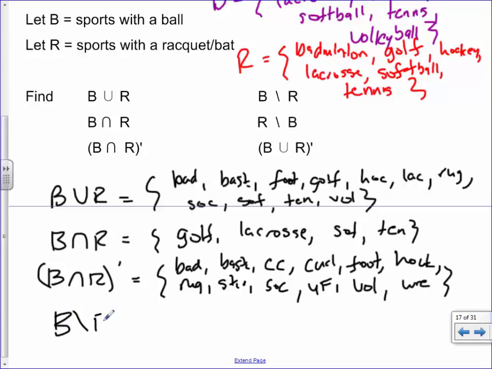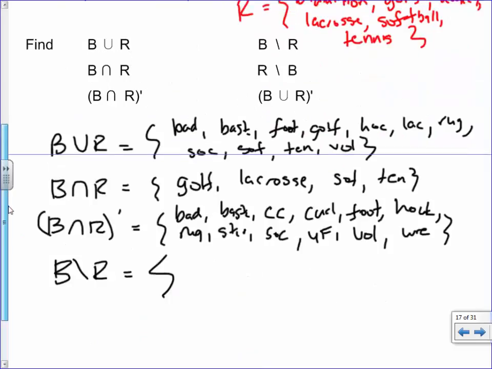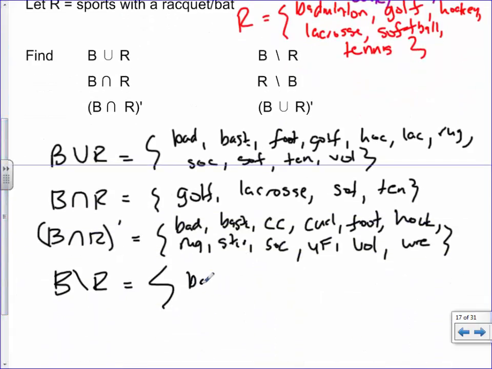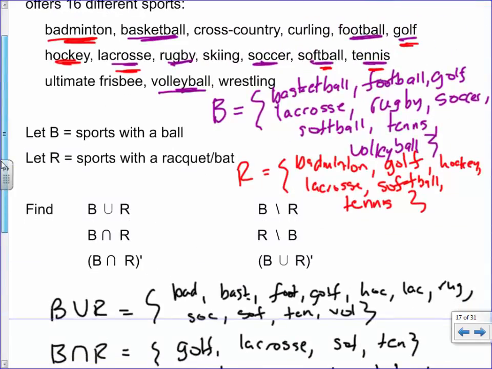What does B minus R mean? Okay, so who used a ball but not a racket? Basketball, football, rugby, soccer, and volleyball.